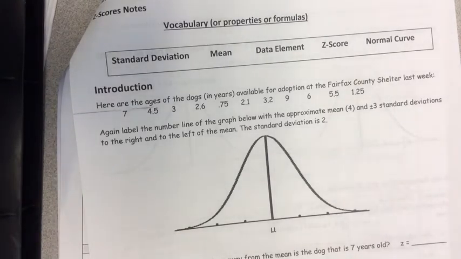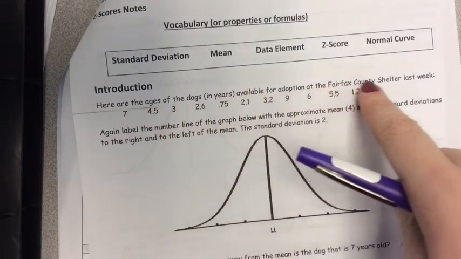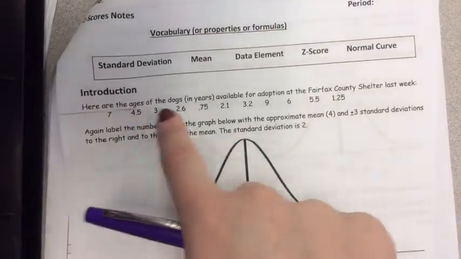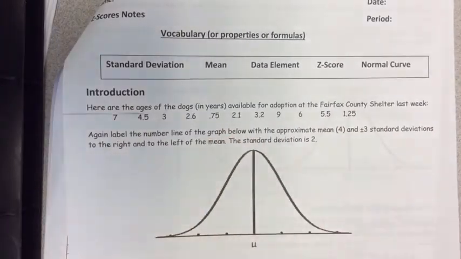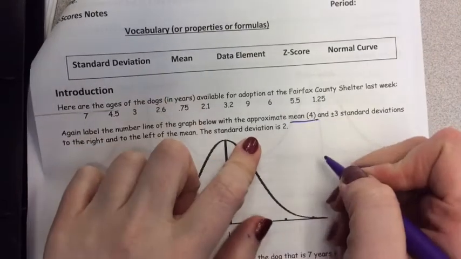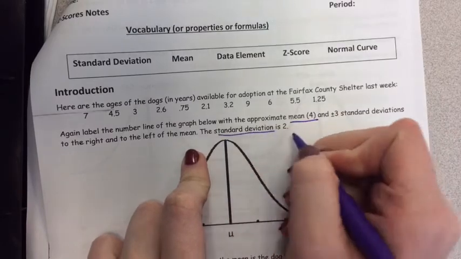Today we're going to talk about the last piece of statistics, which is our z-score and a normal curve. So the first example that we are given is the ages of dogs in years available for adoption at Fairfax County Shelter last week. So these are all the data points. So we're going to represent them on this curve. The pieces of information that we need are the mean, which in this case is 4, and the standard deviation, which in this case is 2.